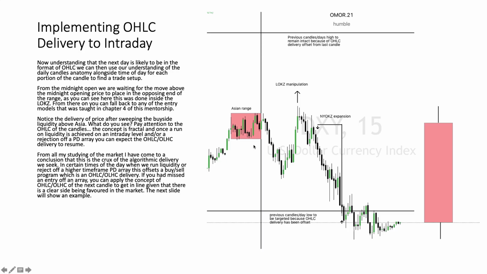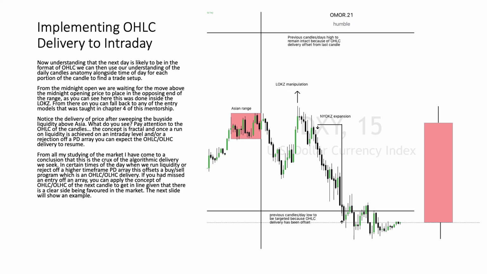Implementing open high-low close delivery to intraday. Now, understanding that our next day is likely to be in the format of open high-low close, we can then use our understanding of the daily candle's anatomy alongside time of day for each portion of the candle to find a trade setup, right? Now you know that the daily candle is going to be bearish, and you know the anatomy of that candle. It's just about seeing time building the portion of the candle and getting in line with price. It's very simple once you can see it like this, right? From the midnight open, we are waiting for the move above the midnight opening price to place in the opposing end of the range. As you can see here, this was done inside the London Open kill zone.